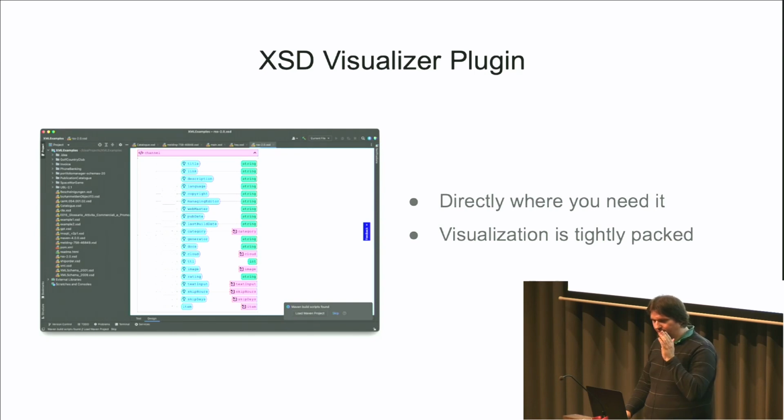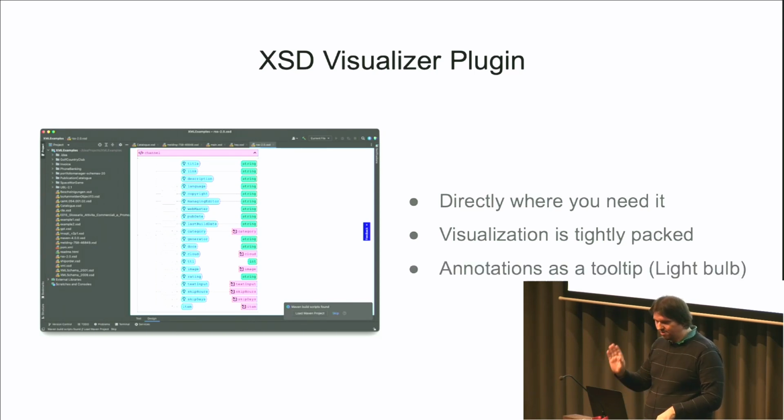My focus is really on making the visualization as compact as possible, so we get as much on the screen as possible and get a good overview of what you're looking for. I will do a demo in a moment, so you can see it in action. The annotations are shown as a tooltip when you see these light bulbs. I'm sure it's not really visible here, but there is a light bulb next to the name always when there is an annotation, so more information about what this element means.